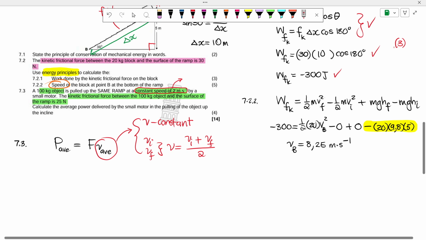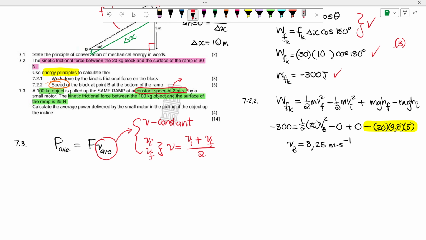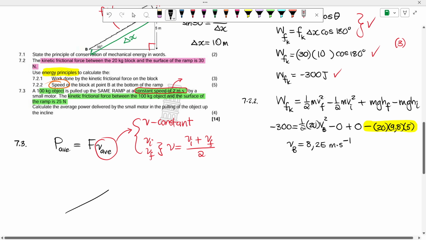Okay, then the kinetic frictional force between the 100 kg block and the surface of the ramp is 25. Calculate the average power delivered by the small motor in the pulling of the object up the incline. Okay, good question. We need a free body diagram to be able to solve this. They say it's the same incline, right? So the same incline of 30 degrees. Pay attention to what I'll do.